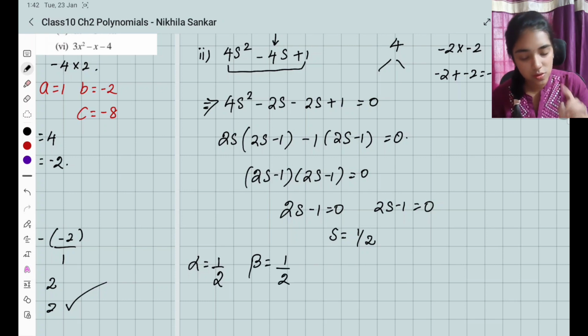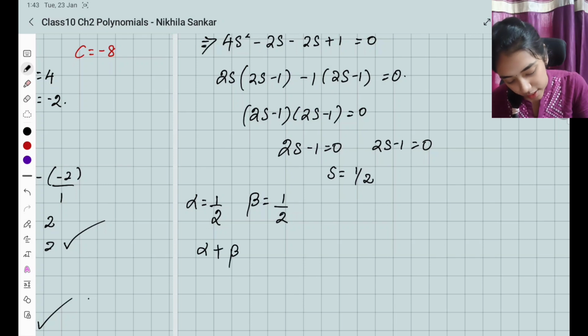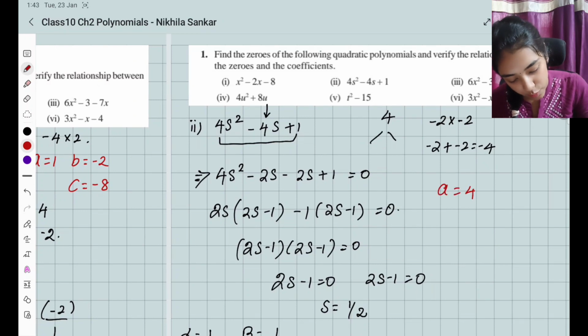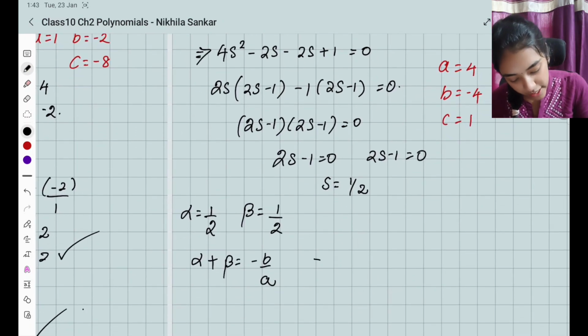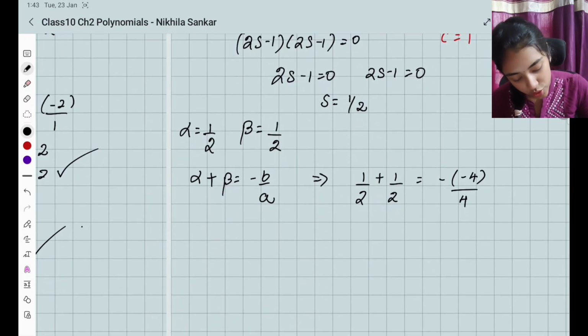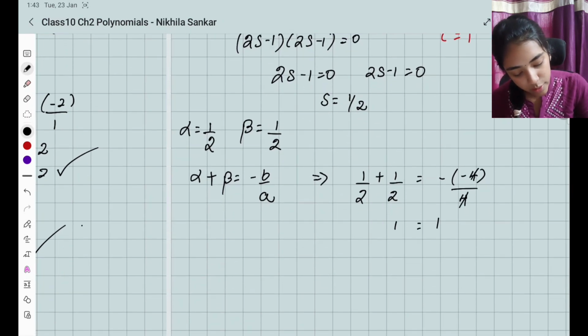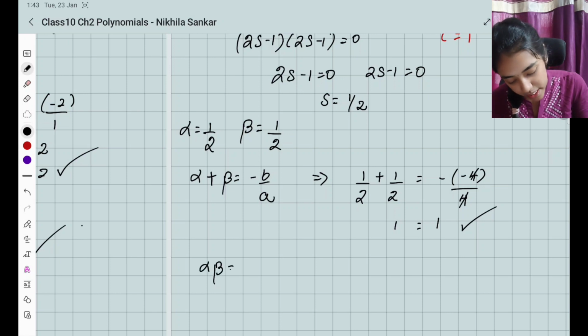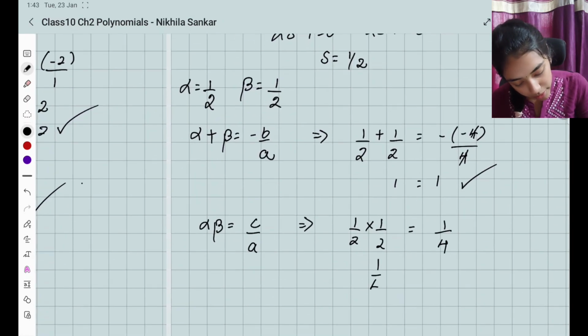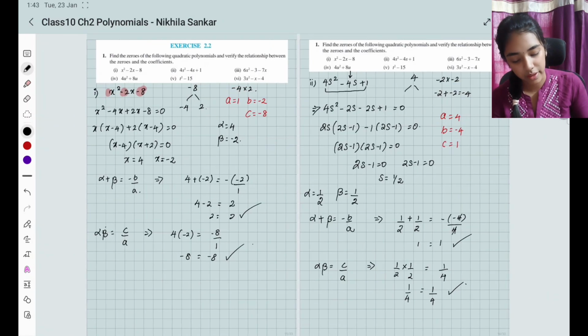You have equal zeros. Okay, so when I check the relation, you have alpha plus beta equals minus b divided by a. Shall we write the ABC values? So you have a equals 4, b equals minus 4 and c equals 1. Okay, so b is minus 4 divided by 4. So we have alpha plus beta is 1 by 2 plus 1 by 2 equals minus b, which is minus of minus 4 divided by 4. So half plus half is 1 equals 4 cancels, 1. This is also verified. Okay, now alpha beta equals c divided by a. So from this we have 1 by 2 into 1 by 2 equals c by a, which is 1 by 4. So we have 1 by 4 equals 1 by 4. So this is also verified. Okay, please copy.